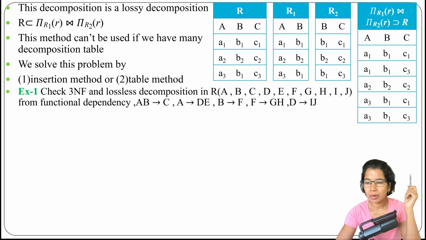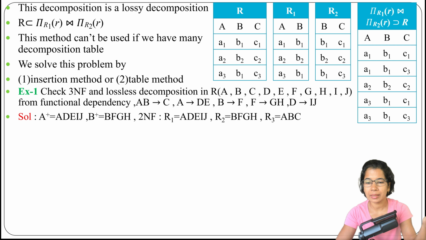Now example 1. I already discussed the same example for checking 2NF. Now we'll check 3NF and lossless decomposition. We have a relation and functional dependencies. First we need to check 2NF. For 2NF there should not be partial dependency. So first we'll remove partial dependency.